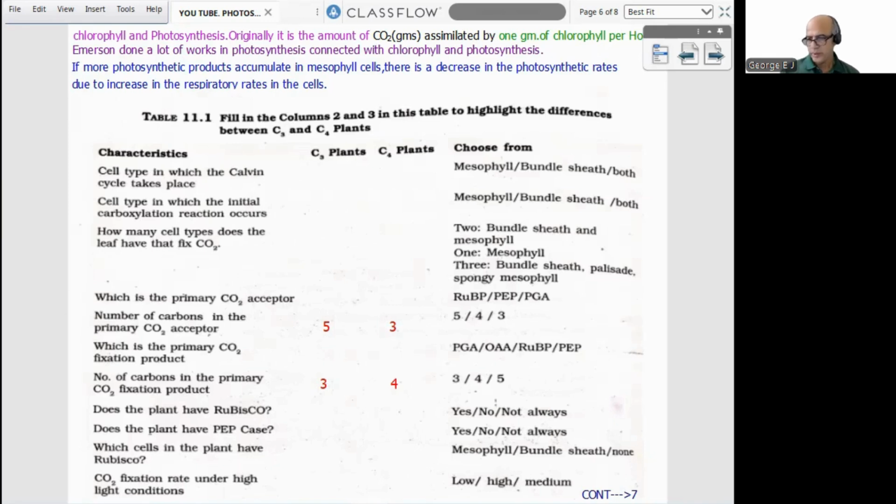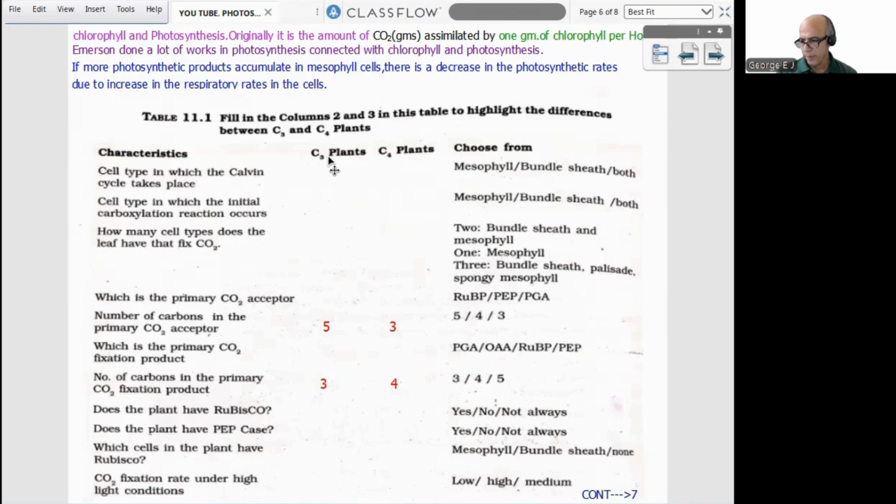Now, a famous table from NCERT, and that is the essence of photosynthesis. Here, NCERT has given C3, C4, and the characters, and we have to choose from here. We have to do it. Typically, I have done 2-3 questions. Here we can check: number of carbon in the primary carbon dioxide acceptor.